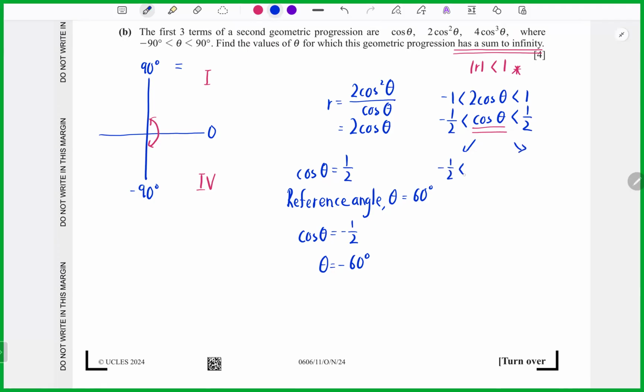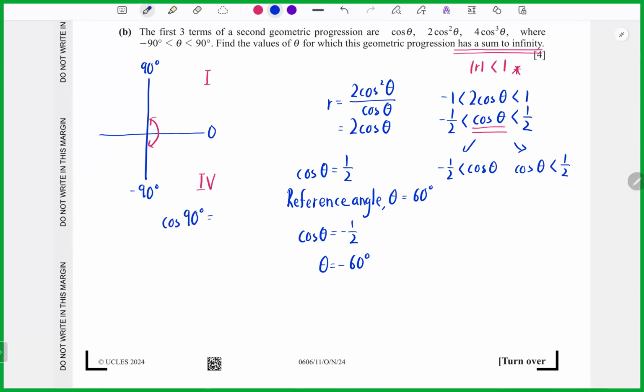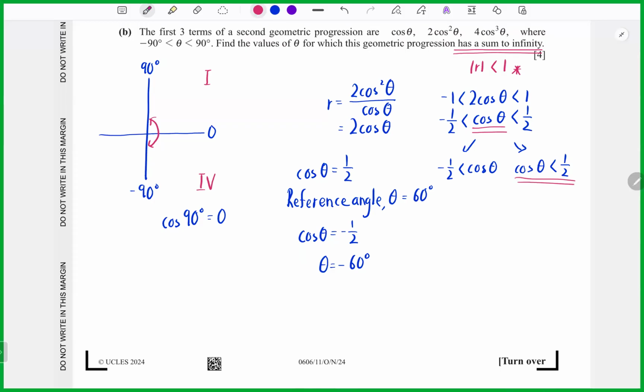Negative 1 over 2, cos. And then the cos less than 1 over 2, right? Then we try looking at the cos 19 degree will equal to 0, right? So for this part, we can write 16 degree until 19 degrees.